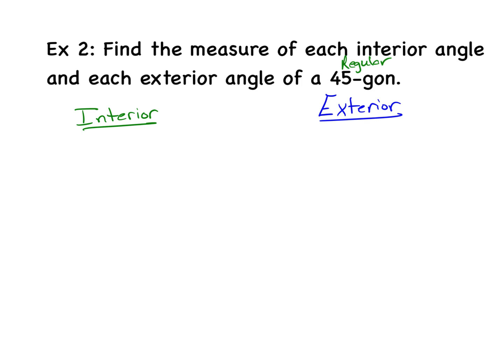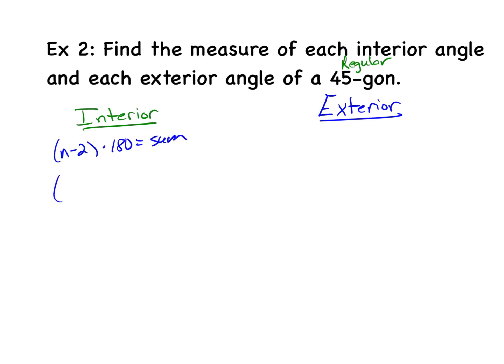Now, does anybody know how we could find the sum of the interior angles? Like I said, you would find the sum, the total of how much the interior angles add up to, and then divide it by how many sides there are, and it'll give you what each angle is. So we need to find the sum of the interior. Does anybody remember the formula for finding the sum of interior? 45 minus 2 times 180. Okay, so n minus 2 times 180 is the sum.